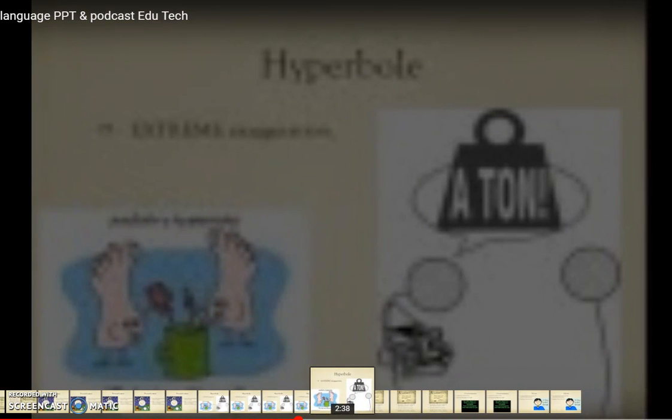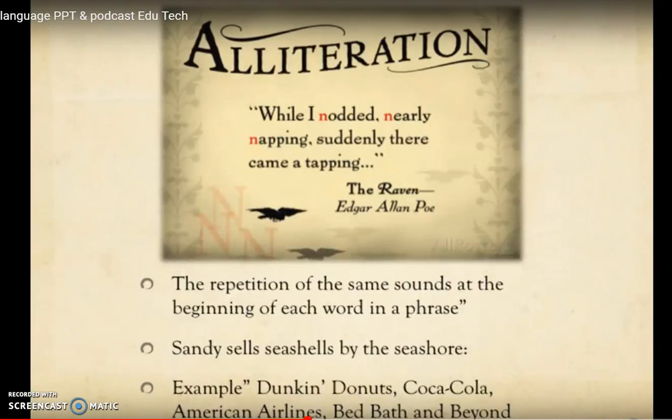The next one we have is alliteration. Alliteration might be another fairly easy one to figure out. It's the repetition of the same sounds at the beginning of each word in a phrase. Here's a very common one. Sandy sells seashells by the seashore. People like to try to get you to say that 10 times fast and see if you can still make it out at the end. Or we could say Dunkin' Donuts, Coca-Cola, American Airlines, Bed Bath & Beyond. In all of those small phrases, both words, or most of the words in the phrase start with the same beginning sound.